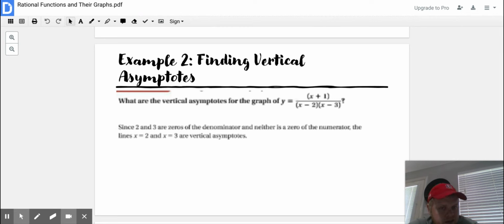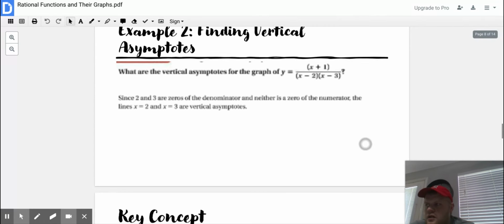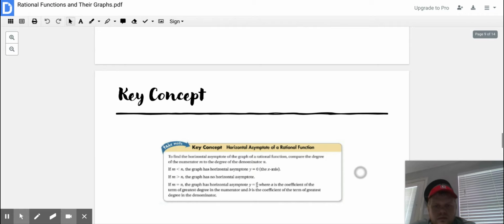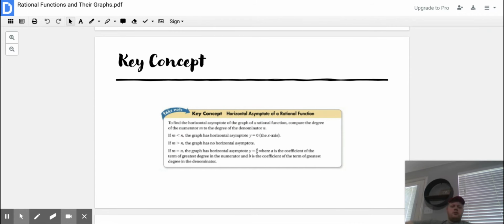x equals 2, x equals 3 as the denominator's zeros, and neither is a 0 of the numerator. So again, if I plug both of those into the top and that doesn't give me 0 in there, then the lines x equals 2 and x equals 3 are your vertical asymptotes. Now, again, that changes if that is in the numerator, but understand, since they are both not in the numerator, then they are both your vertical asymptotes. Okay? All right. So we've covered vertical. Let's take a look at horizontal.